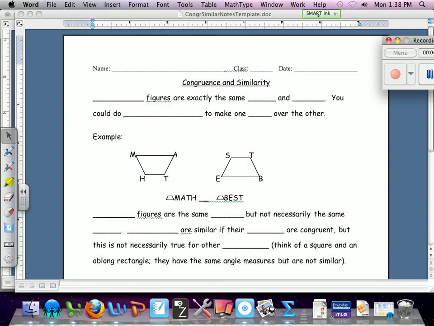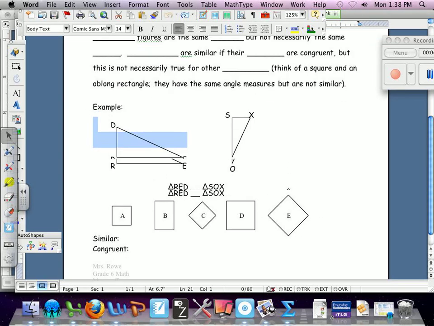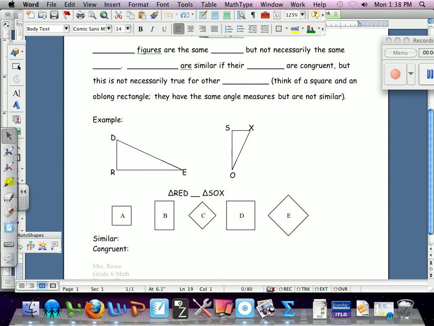I'm going to clear the ink and scroll it down. So look at similar figures. And then at the very bottom we'll do homework problems similar to tonight's homework. So similar figures are the same shape, but not necessarily the same size.